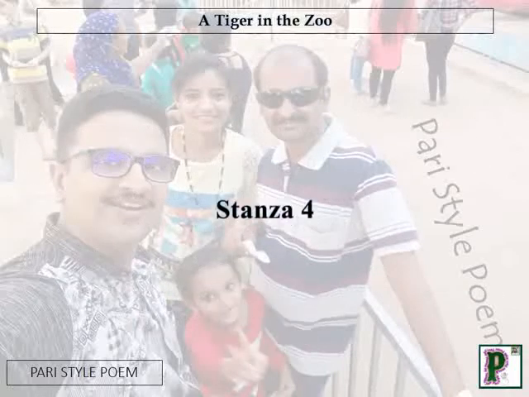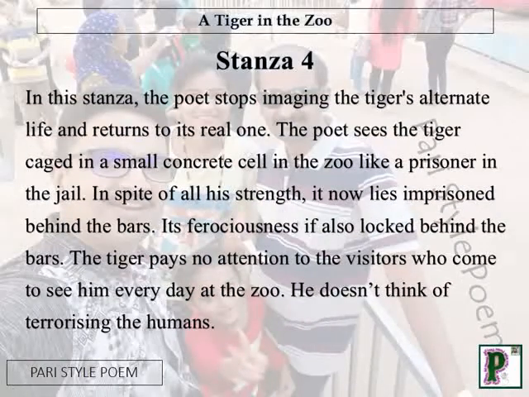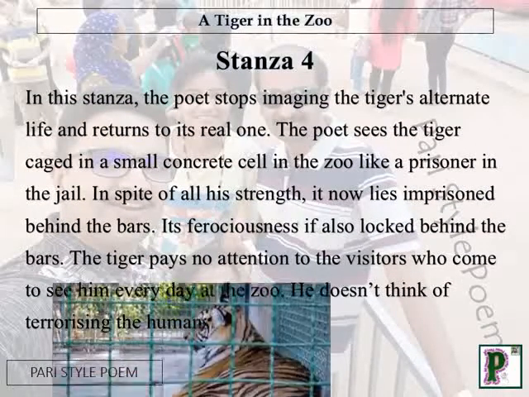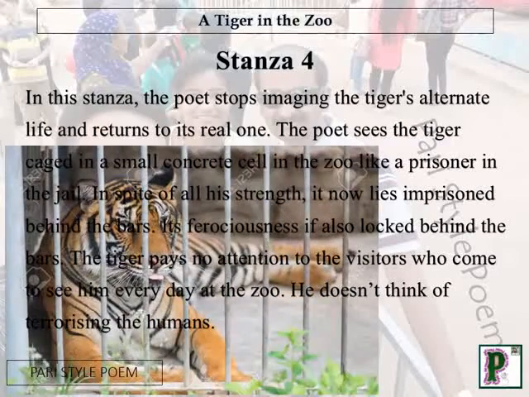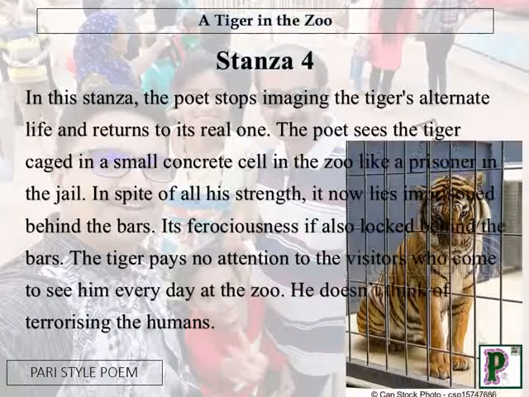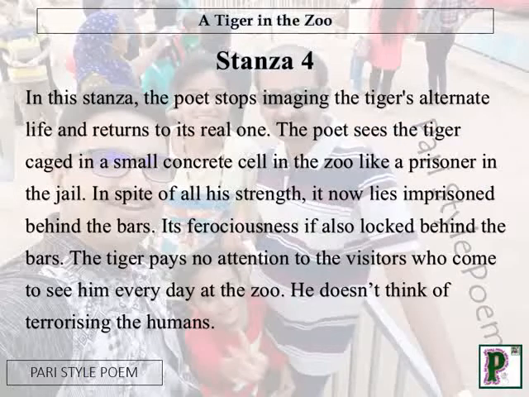Stanza 4. In this stanza, the poet stops imagining the tiger's alternate life and returns to its real one. The poet sees the tiger caged in a small concrete cell in the zoo like a prisoner in jail. In spite of all his strength, it now lies imprisoned behind the bars. Its ferociousness is also locked behind the bars. The tiger pays no attention to the visitors who come to see him every day at the zoo. He doesn't think of terrorizing the humans.